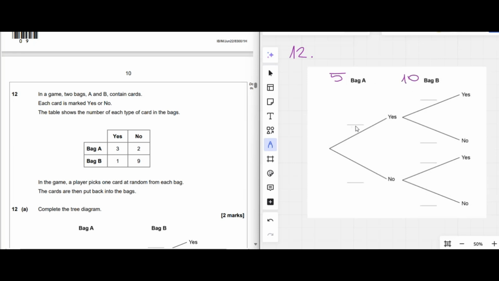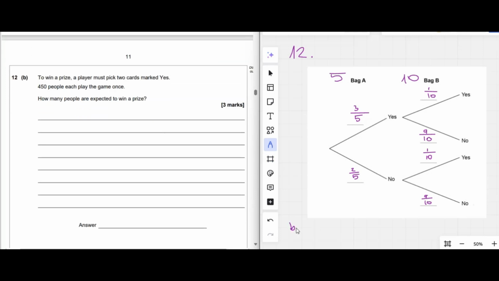Yes. So the probability of having a yes card in bag A is 3 over 5. 3 cards out of 5 total is possible. And no is 2 over 5. Then from bag B, we have 1 over 10 being yes, and 9 over 10 being no. And exactly the same on the bottom, 1 over 10 and 9 over 10. Diagram completed.